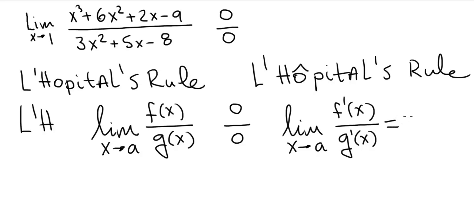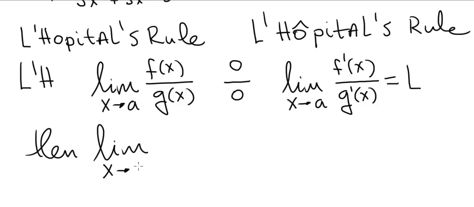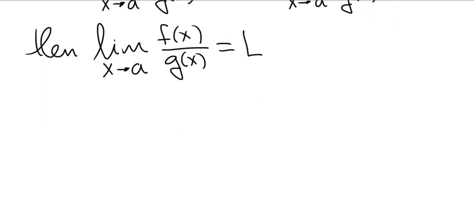If this limit equals L, that is, it's not an indeterminate form, but it is some defined limit L, it could also be infinity or minus infinity, then the conclusion is that the original limit that we're trying to evaluate, the limit as x approaches a of f of x divided by g of x, also equals L. So let's return to the problem at hand and see how fairly simple it is to evaluate.